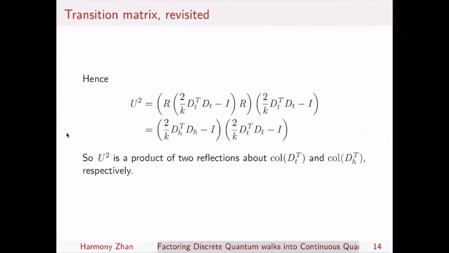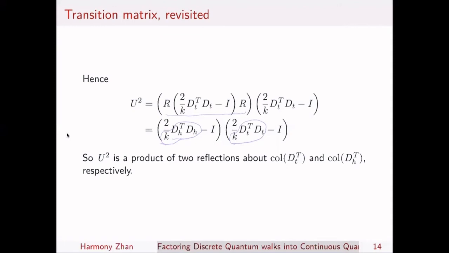Okay, so with all those identities, I can express my U squared as a product of two reflections. Here I can combine the first three terms, and R together with DT transpose becomes EH transpose. And by one of the properties, we know this product is actually a projection onto a column space of DH transpose. And this product here is also a projection. Now, in geometry, we know twice the projection minus the identity is a reflection. So actually, U squared is a product of two involutions.